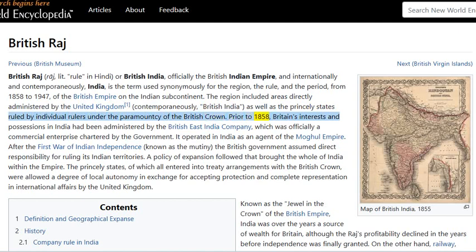Prior to 1858, Britain's interests and possessions in India had been administered by the British East India Company, which was officially a commercial enterprise chartered by the government. It operated in India as an agent of the Mughal Empire. After the First War of Indian Independence, known as the Mutiny, the British government assumed direct responsibility for ruling its Indian territories.